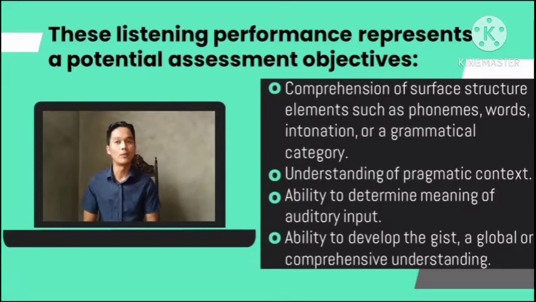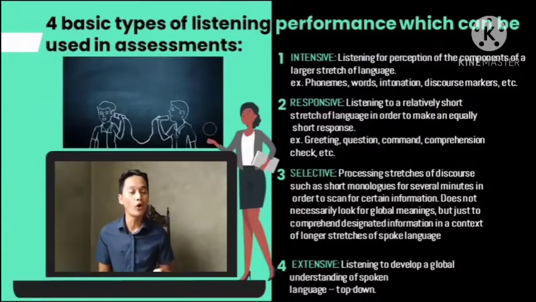these ways of listening performance can now be your basis in developing objectives for listening assessments. You can now look at the comprehension of surface structure elements such as phonemes, words, intonation, or a grammatical category. You can then consider the ability of the learner in understanding the pragmatic context, the ability of the learner to determine the meaning of auditory input, the ability of the learner to develop the gist or the global or the comprehensive understanding. Now, there are four basic types of listening performance which can be used in listening assessments.